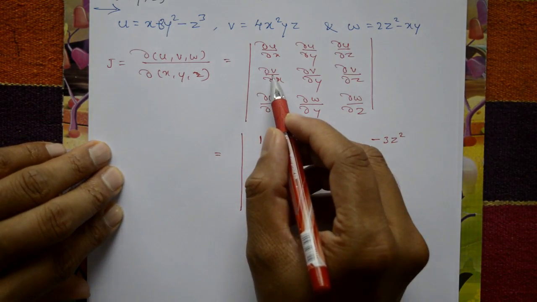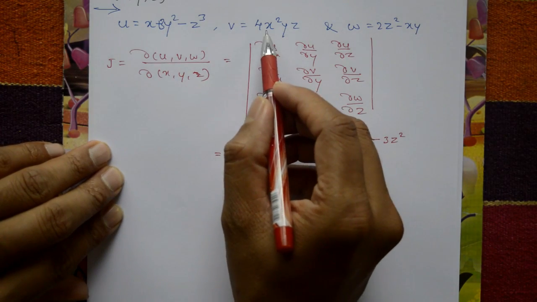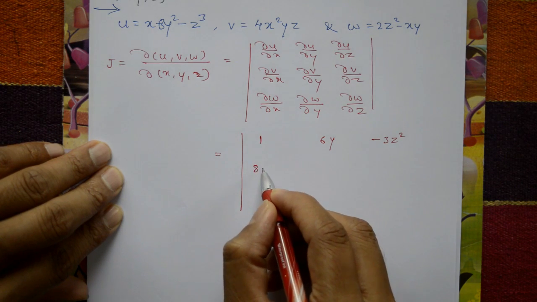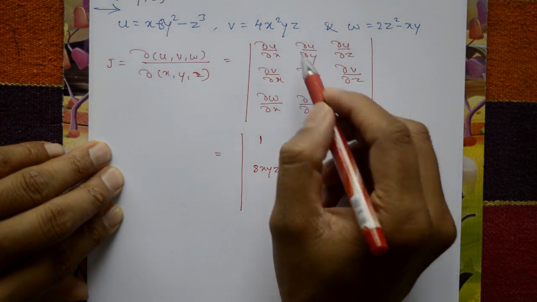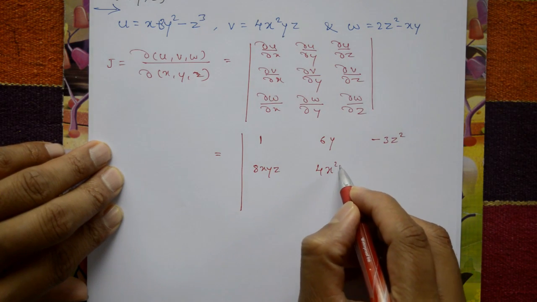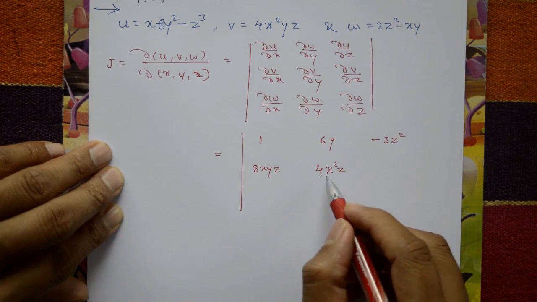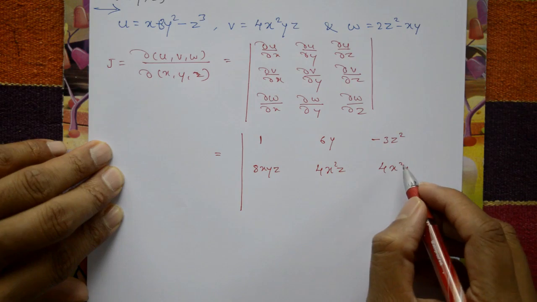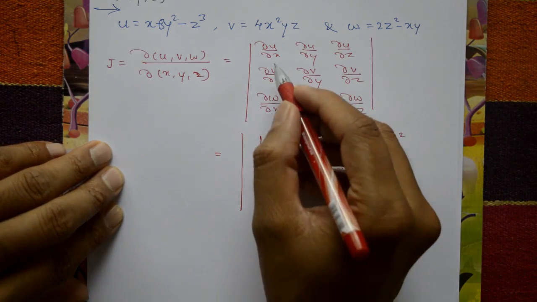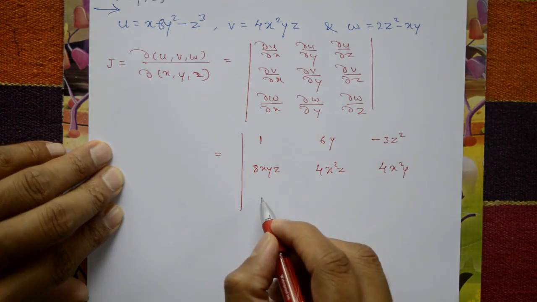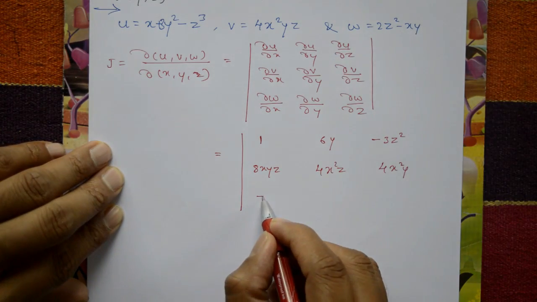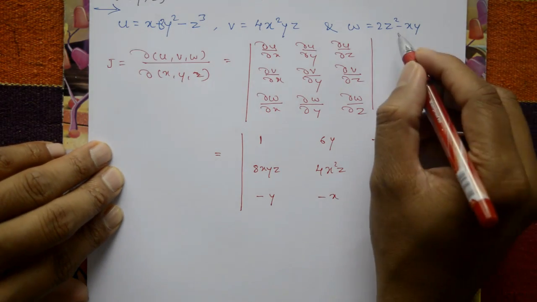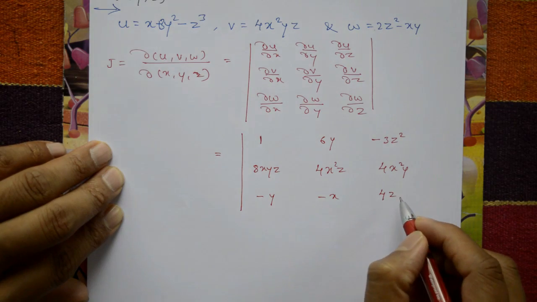Okay, now phi with respect to x, y, z. With respect to x it is 8xyz. With respect to y it is 4x square z. With respect to z it is 4x square y. And w with respect to x, y, z: first with respect to x it is minus y, with respect to y it is minus x, with respect to z it is 4z.